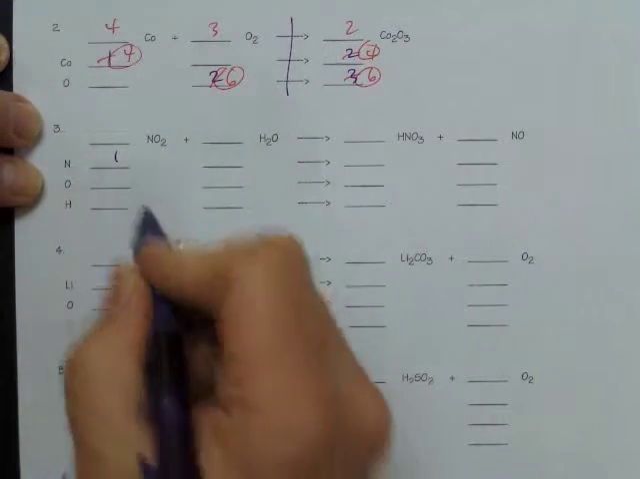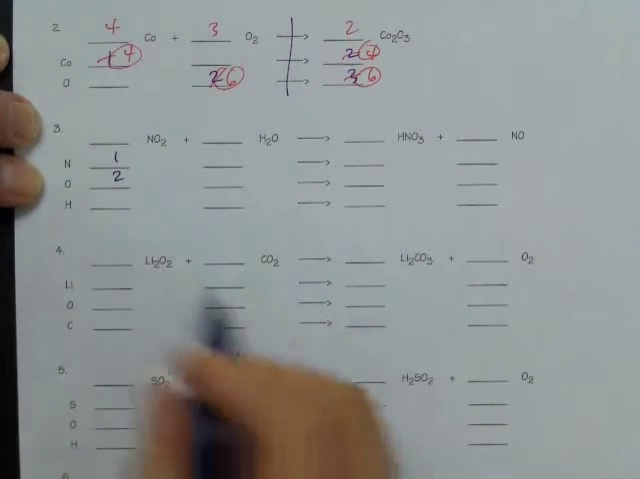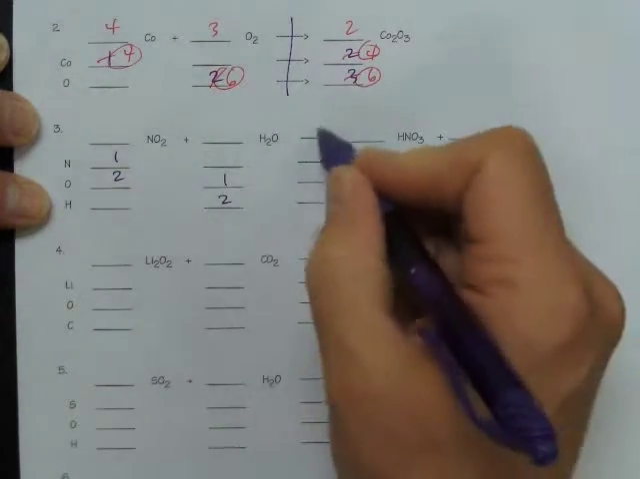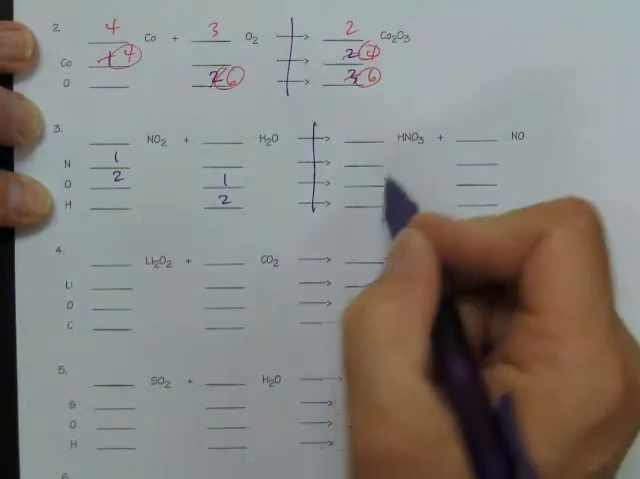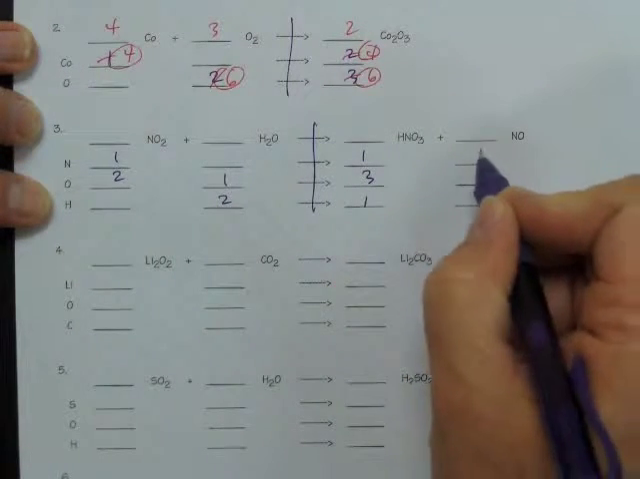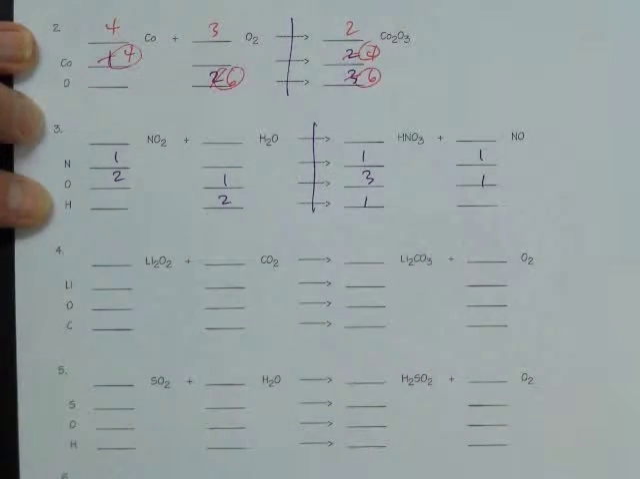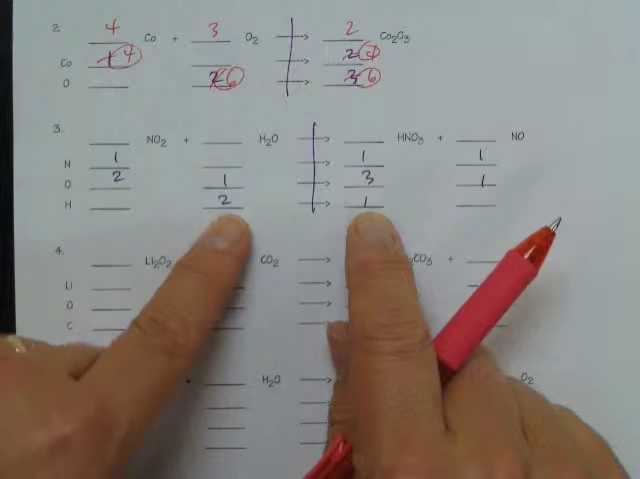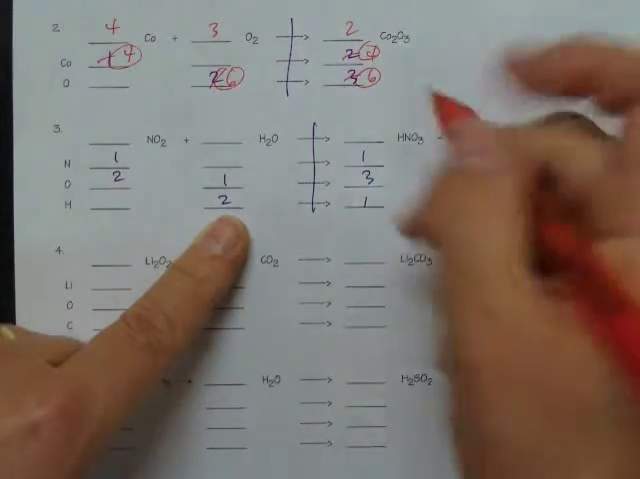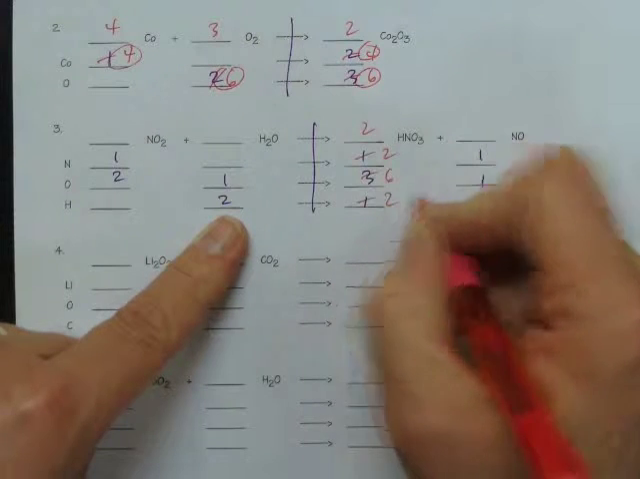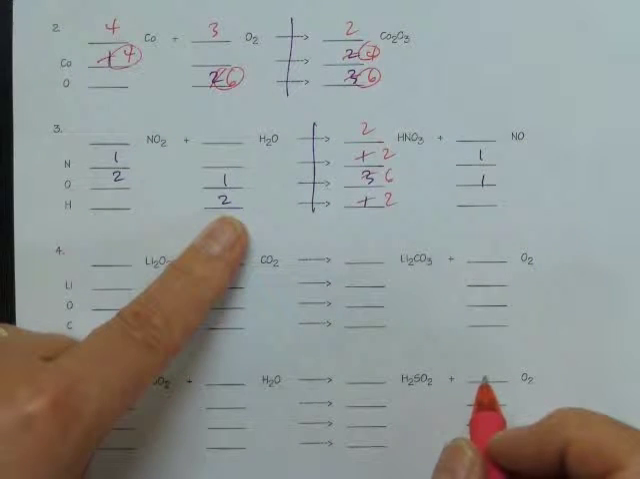Got 1 nitrogen, 2 oxygens, no hydrogen, so I'll leave that blank. 2 hydrogens, 1 oxygen. Divide the reactants from the products. Hydrogen, nitrogen, oxygen, nitrogen, oxygen. Okay. Now let's look for things that are easy to fix. 2 and 1. That's easy to fix. So let's multiply by 2, and then everything gets multiplied by 2. And let's see what else can be fixed here.